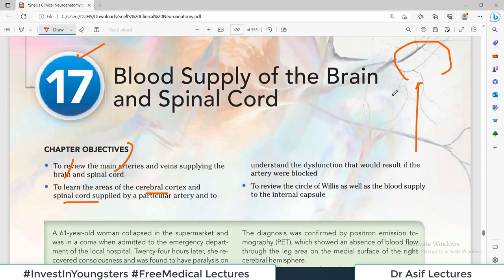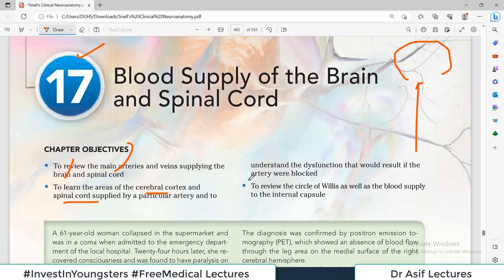So all the areas of the brain have their designated specific functions, aur isiliye un areas ki blood supply important hai, because agar us particular area ki blood supply affected hogi, toh wo particular area apna kaam theek se nahi karega. And if the job of that part of the brain is affected, that will be manifested as sensory loss, motor loss and all that clinical stuff. So a very, very high yield, very important topic.